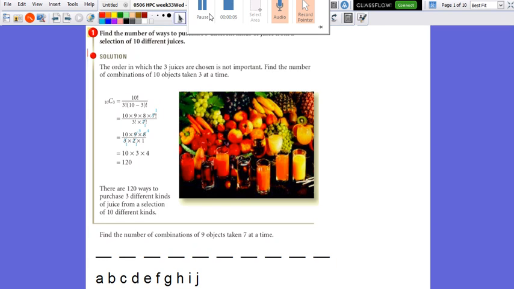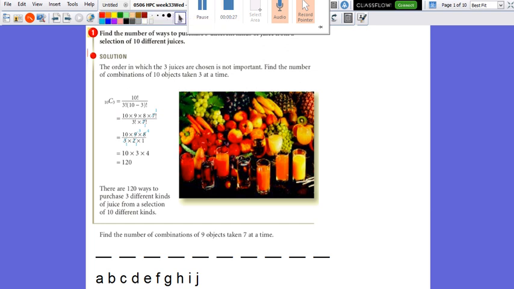Today's lesson has to do with combinations, which is basically almost the same as permutations, except order does not matter. Okay, so that's the key. In permutations, the order of things matters, and in combinations, the order does not matter.